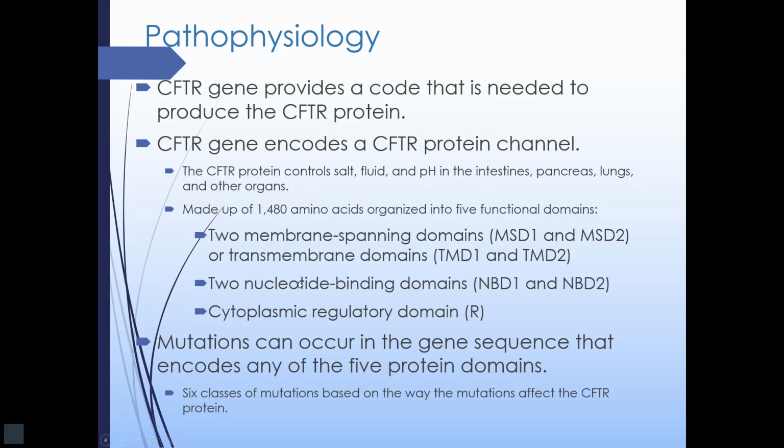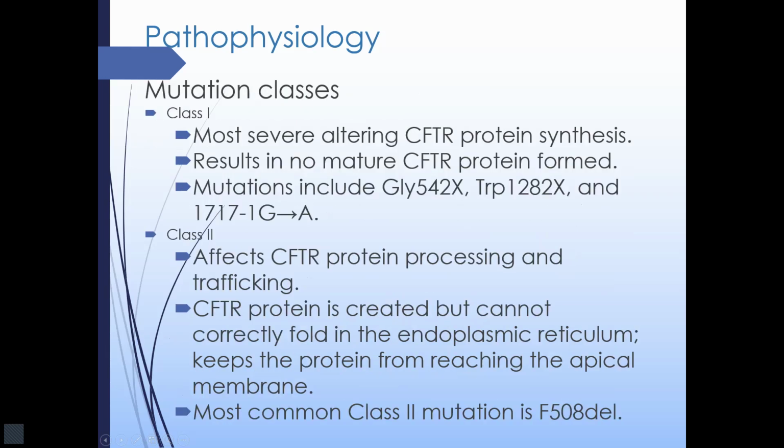I'm not going to go into too much detail of these 1,480 amino acids and the 5 functional domains. You don't need to know that. However, mutations can occur in the gene sequence that encodes any of those 5 protein domains. So mutations can occur anywhere along the line. Now, this tells the different classes of mutations. What we need to remember is there's a bunch of different mutations, and class 1, 2, and 3 are the most severe. These are the patients that you are going to be treating on a regular basis.